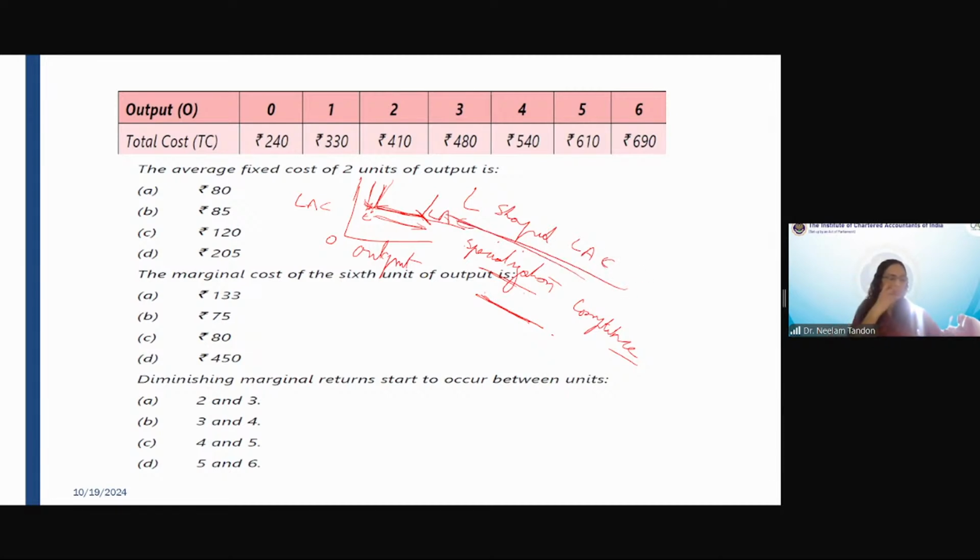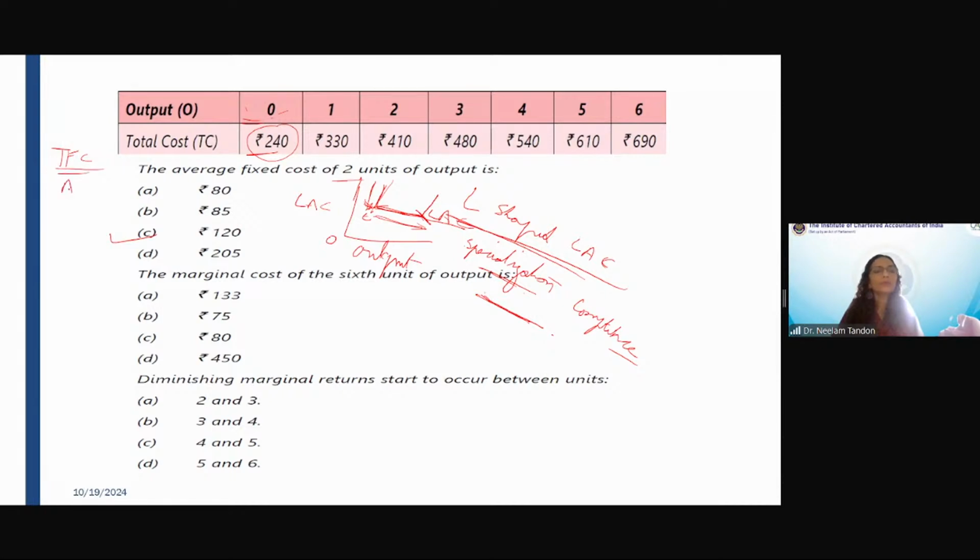Okay, so this is what is given in your study material. Good, Pranav has already done the calculation, very good. If you look at this, the total cost is given, and you understand what the total fixed cost will be at zero level of output, because there is no production here, yet there is cost. So this cost will be fixed cost. Total fixed cost is 240. Now they are asking the average fixed cost of 2 units of output. Total fixed cost is 240, divided by 2, that will be 120.